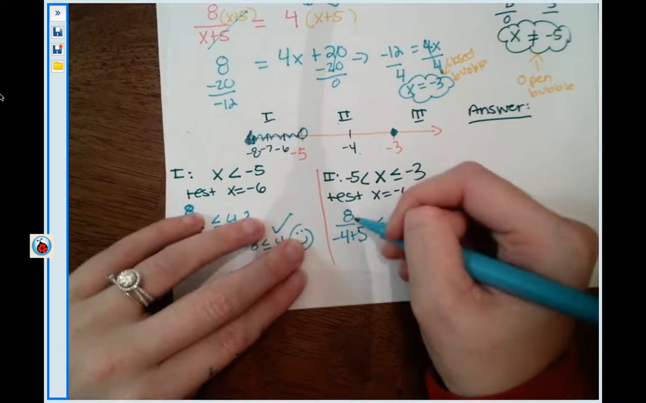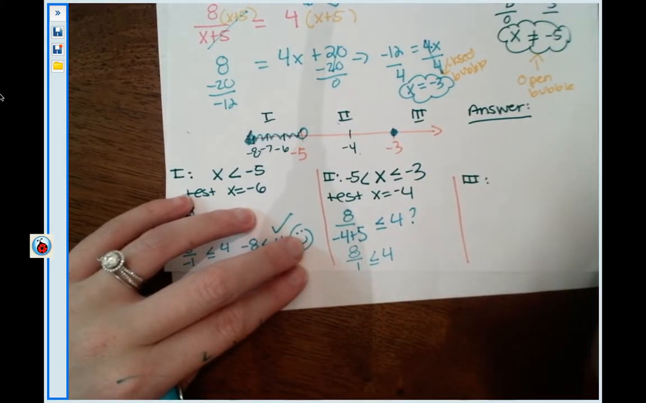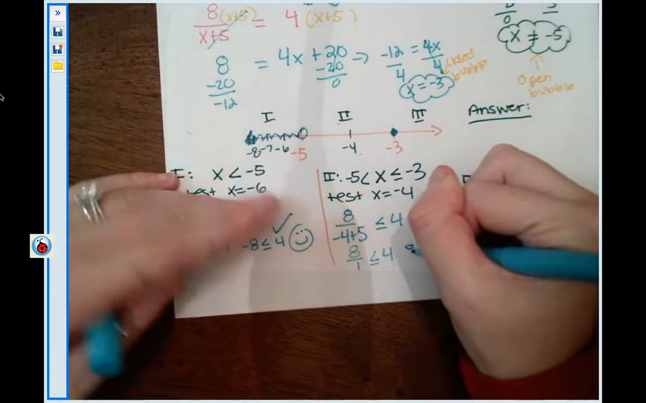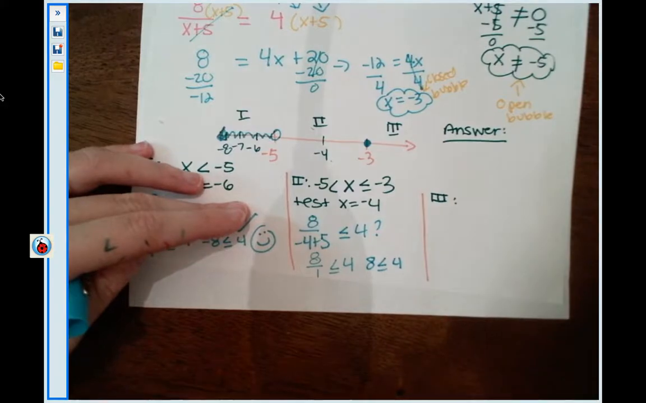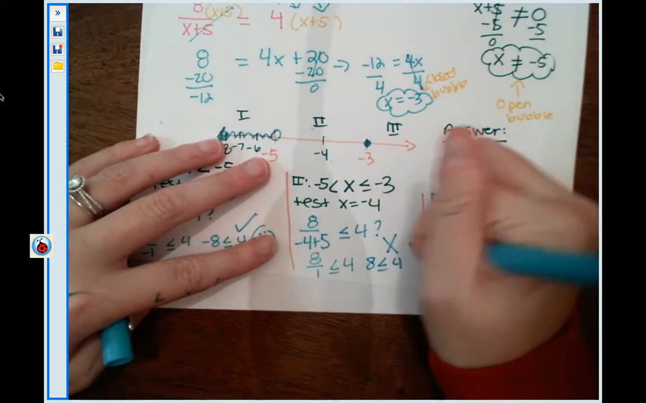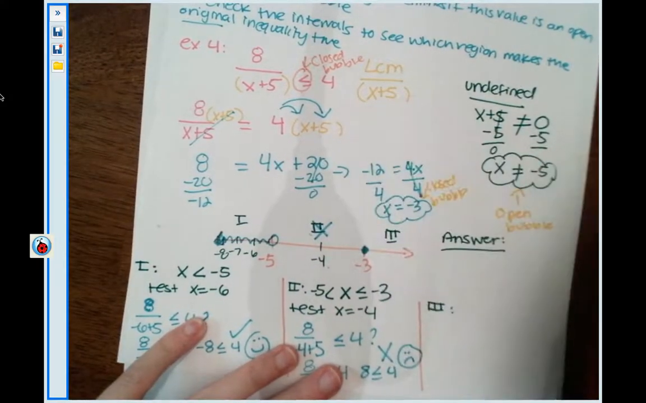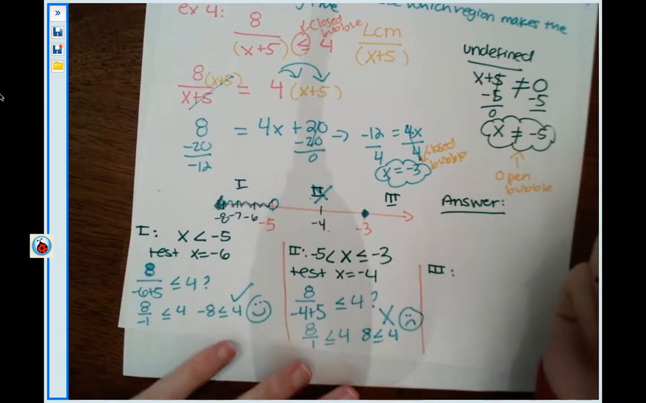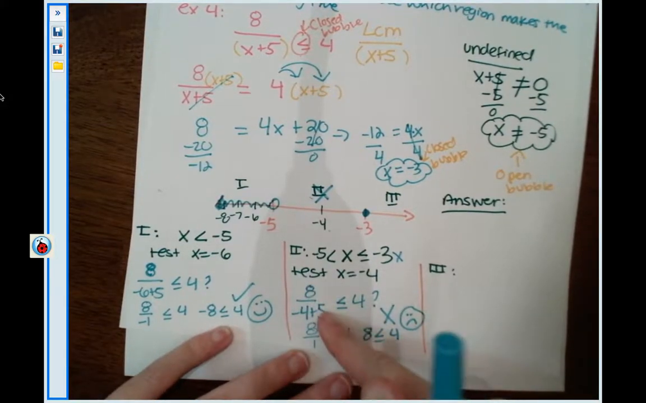So -4 plus 5 is 1. So 8 over 1 is less than or equal to 4. Which that is 8 is less than or equal to 4. Is 8 less than or equal to 4? No! It is not. This one super failed. Oh no. Okay, so this region did not work, so I cannot shade it on my number line. Okay, so this one is not going to work. Bam. Bad interval. It did not work.